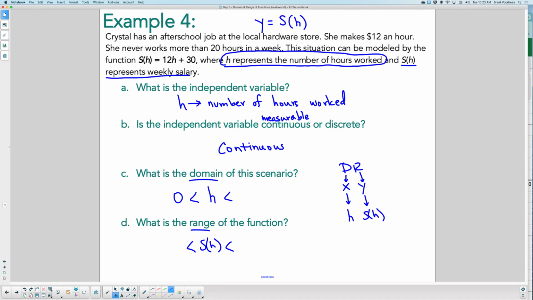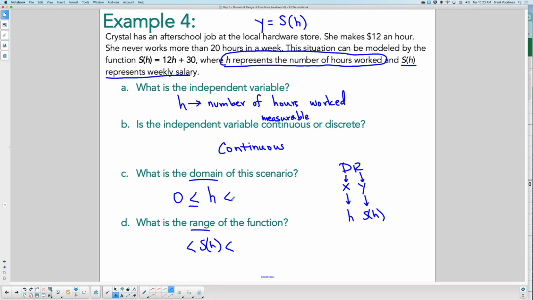Could you work exactly 0 hours? Yes. How do you work 0 hours? By not working. Okay, so that means it's a line underneath. We can be equal to 0. A line underneath means you can be equal to the number. You could work exactly 0 hours by not working.